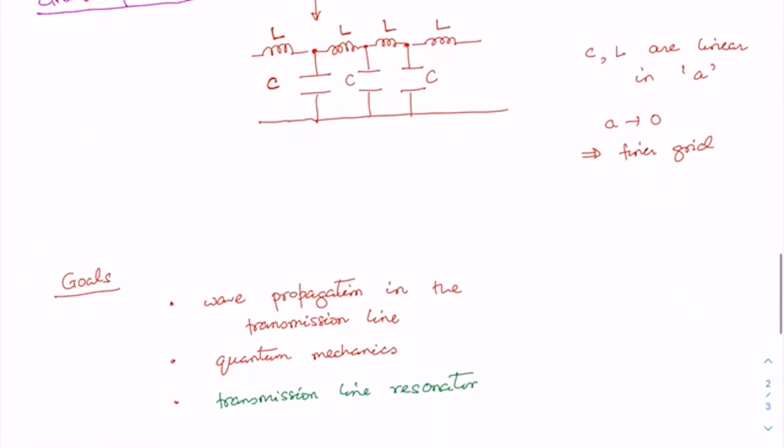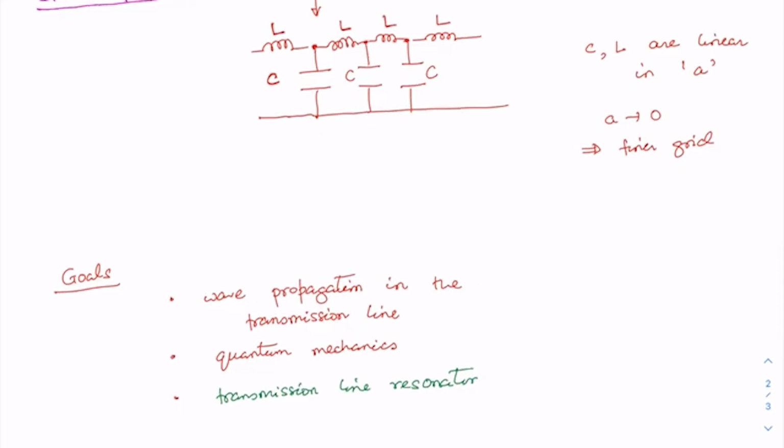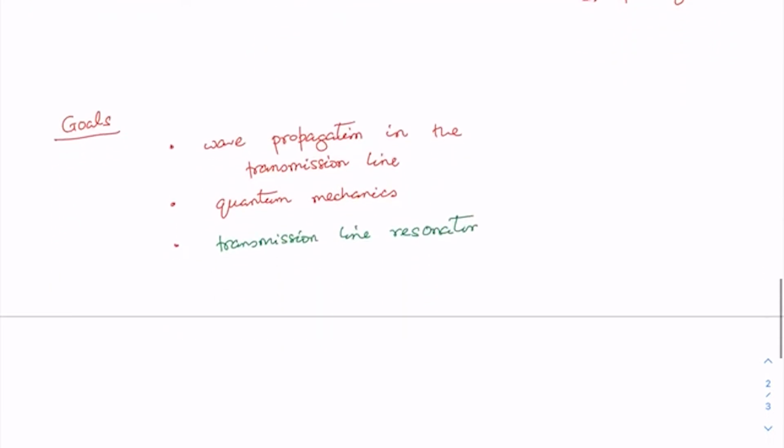And our goal today would be to discuss wave propagation in the transmission line, and basically to get a wave equation and convince you that indeed this model or this kind of setup supports transmission of signal. And then we are going to quantize the transmission line. Finally, if time permits, then we'll start discussing transmission line resonators.